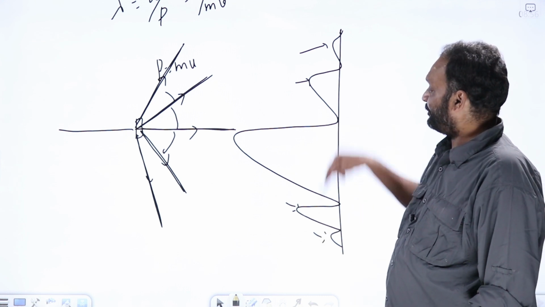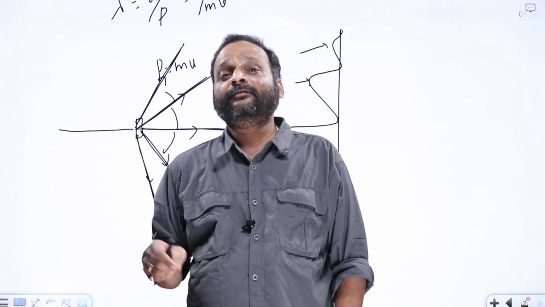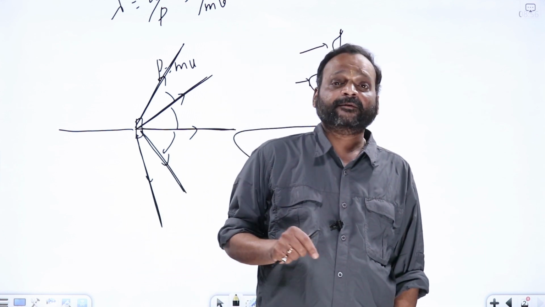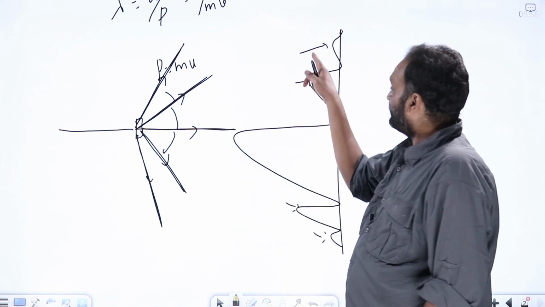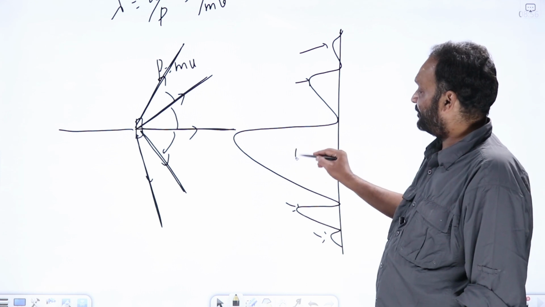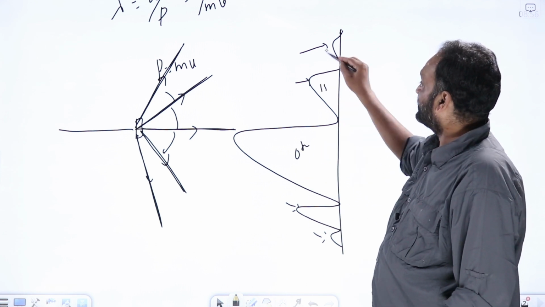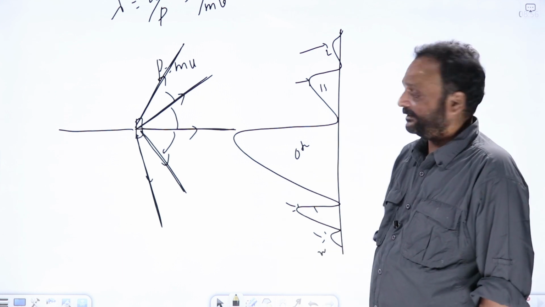This type of pattern will come only in diffraction, the single slit diffraction pattern of light. Diffraction is a property of a wave, light. In single slit diffraction, we get a pattern like this. The intensity distribution will be like this. This is called zeroth order, first order, second order, like this.